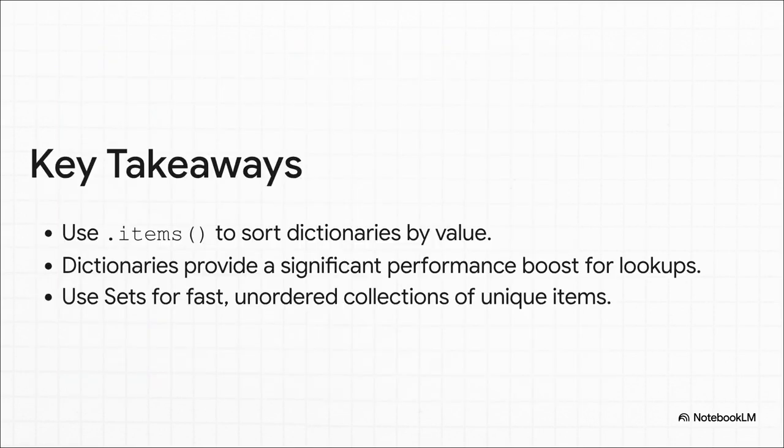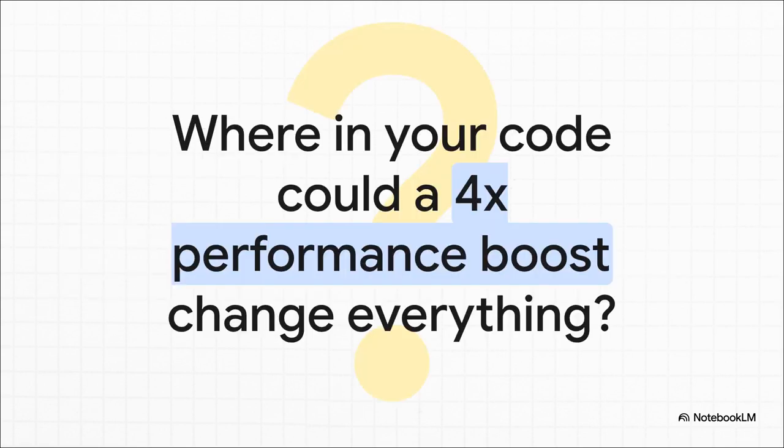All right, let's wrap this up with the key takeaways. First, if you ever need to sort a dictionary by its values, not its keys, items is your best friend. Second, always remember that dictionaries give you that huge performance boost for lookups, all thanks to hash tables. And finally, when all you need is a fast, unordered collection of unique items, a set is absolutely the perfect tool for the job. So that leaves us with one final thought. Choosing the right data structure for the job isn't just about being correct or academic. It can fundamentally, and I mean fundamentally, change the speed and efficiency of your applications.